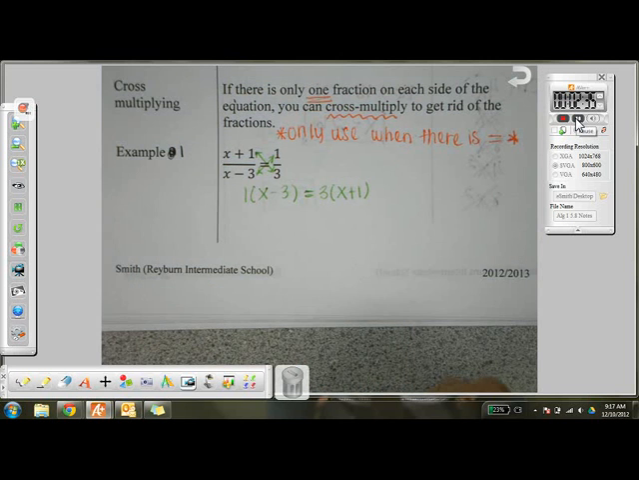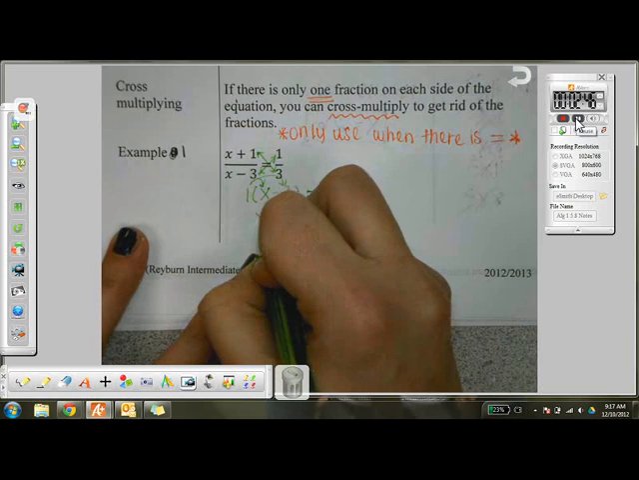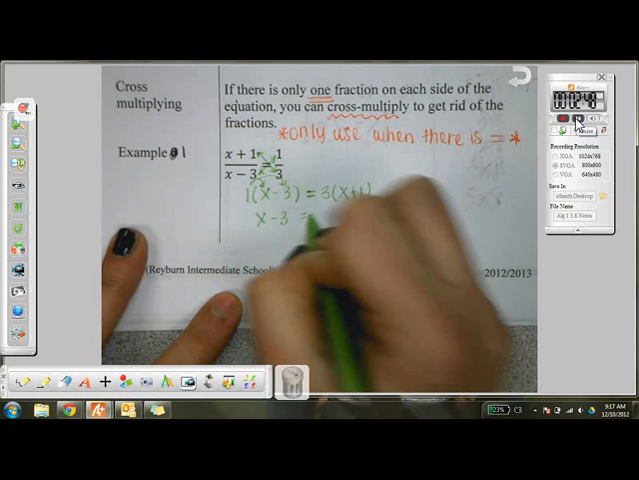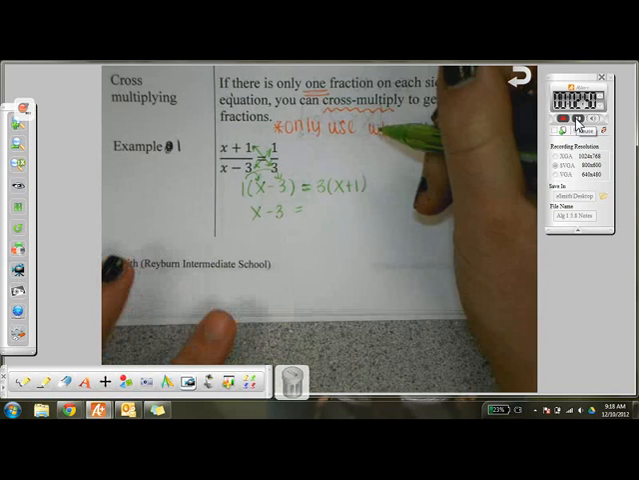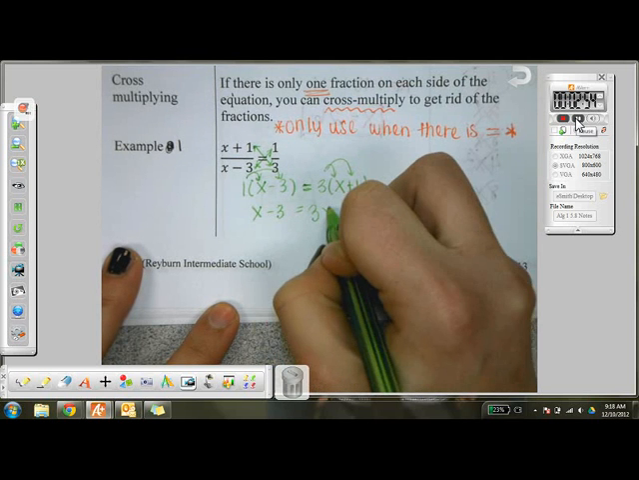What can I do on the left-hand side, guys? Distribute. So distributing a 1 is easy. It just gives us x minus 3 equals. What do I do on the right-hand side? Also distribute. 3x plus 3.